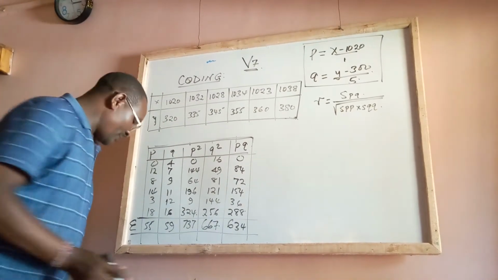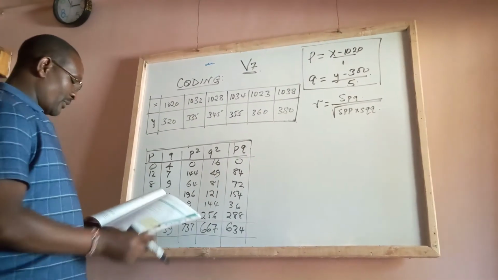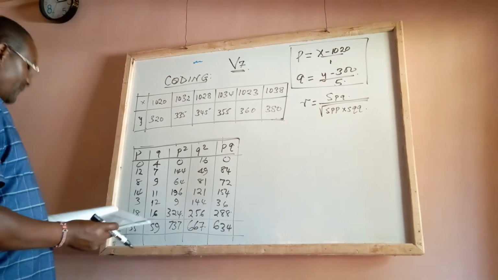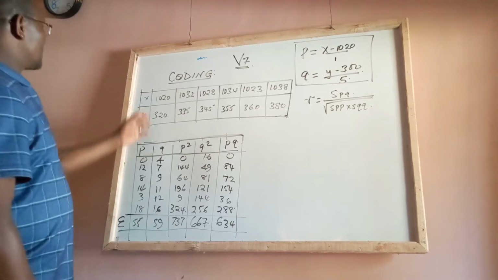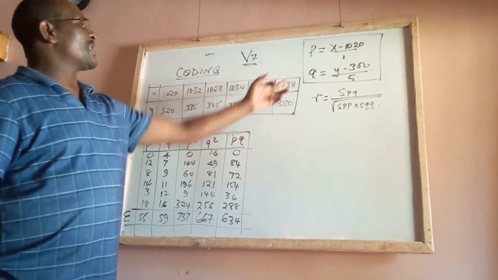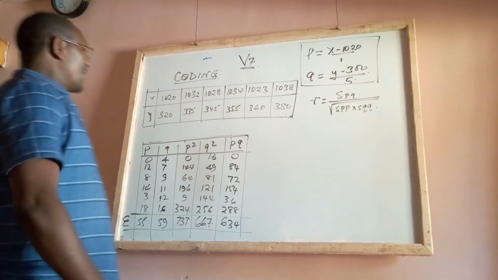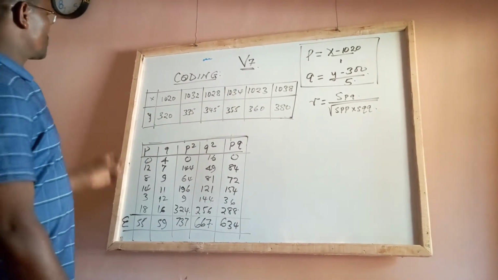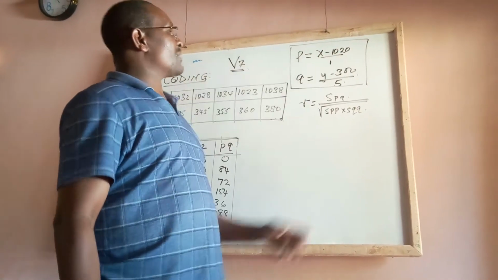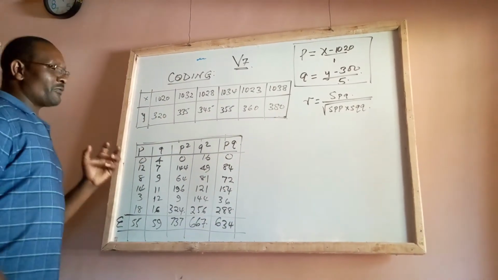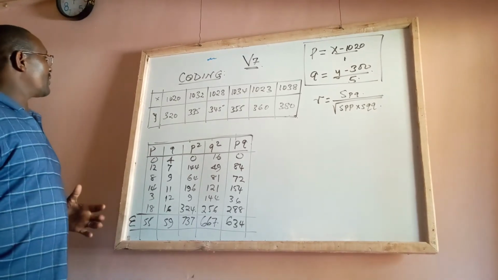So the table on page 127, example 10, we have the values of x and the values of y. The values of x all the way from 1020 to 1038. The values of y from 320 to 380. And we have been advised to use coding, p is equal to x minus 1020 divided by 1. So p is the new value that we are going to acquire after coding each and every value of x.